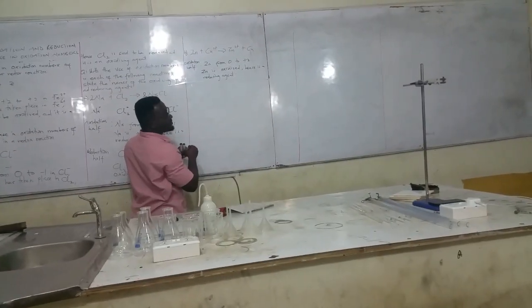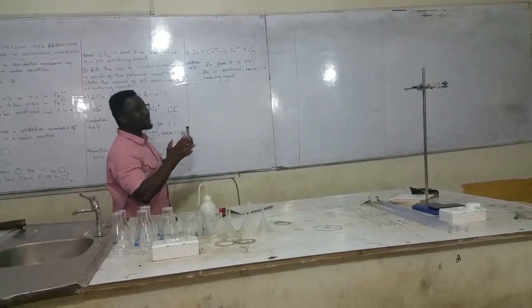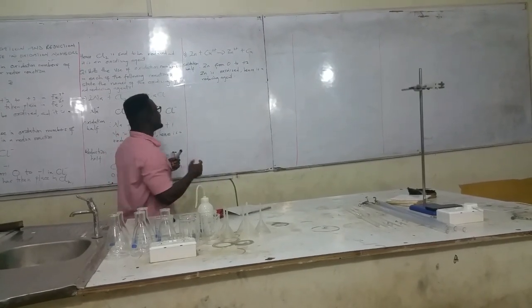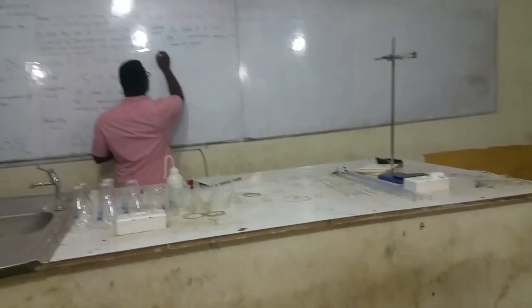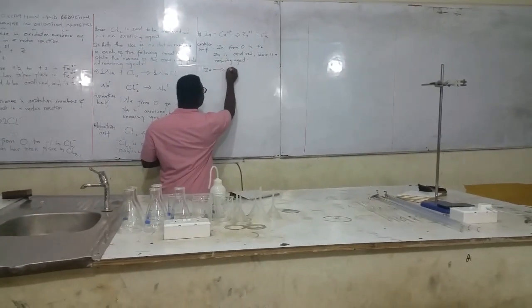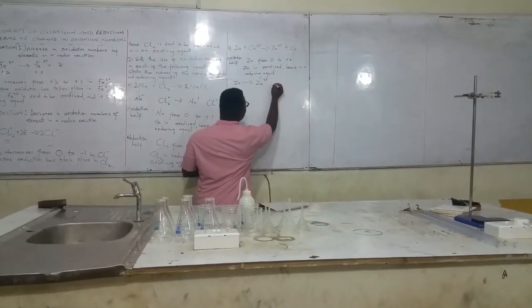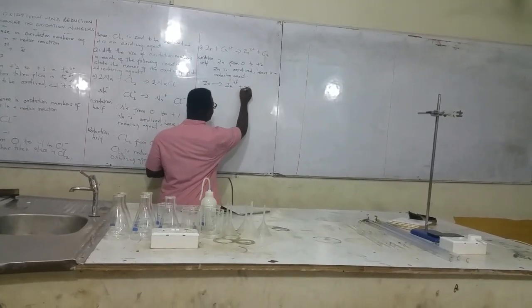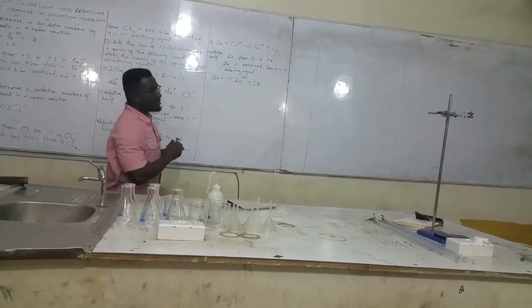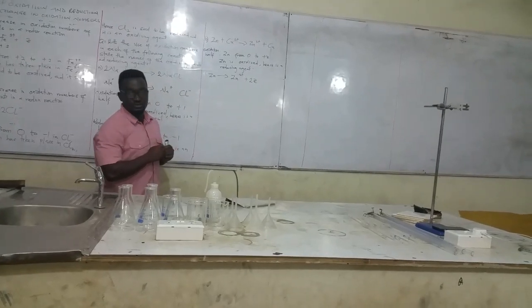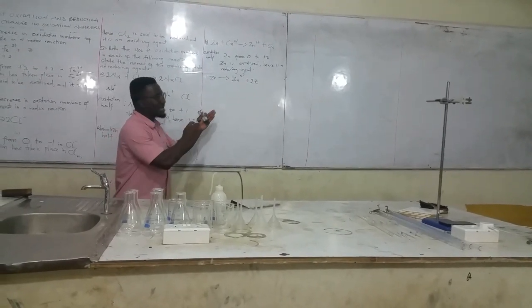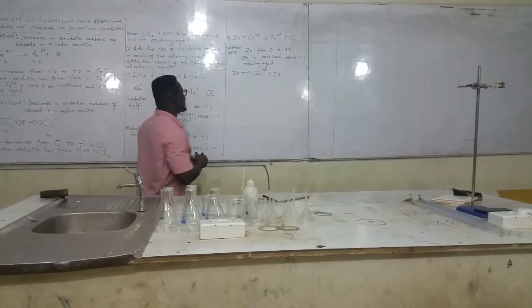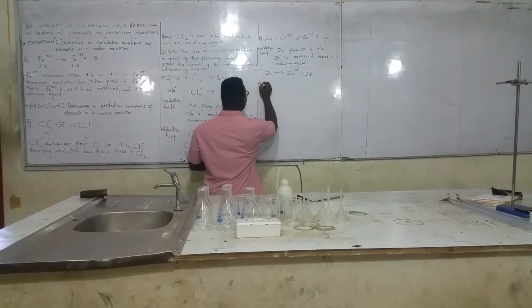Now let's look at the reduction. Before we look at the reduction, maybe let me write the oxidation half equation for you to know. So we have Zn produces Zn2 plus and then balance it. Here I'll add electron. How many electrons? 2. So this is the balanced half cell equation. We'll come to that.